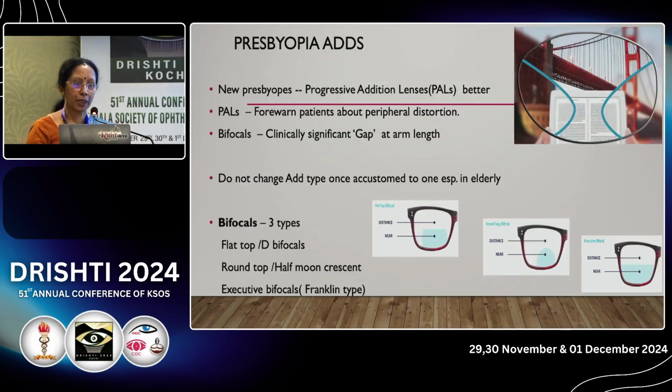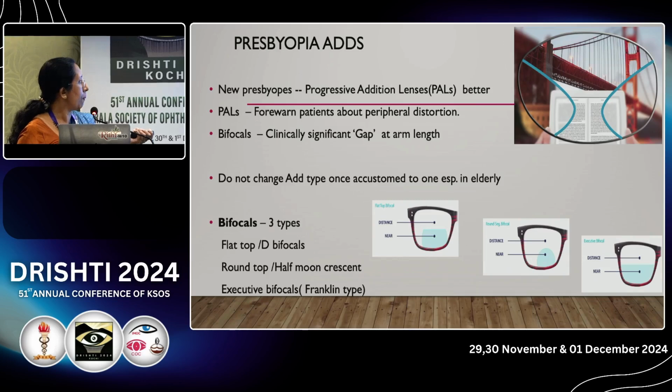For a new presbyope, it is better to always give progressive addition lenses, but always forewarn the patient about the peripheral distortions which will be present when they are first using it. And when you are giving bifocals, there will be a clinically significant gap at arm's length. It is always better not to change the add type. If the patient is using bifocals, continue with that if the patient is comfortable, especially in elderly patients because of the risk of fall. Bifocals can be of 3 types.